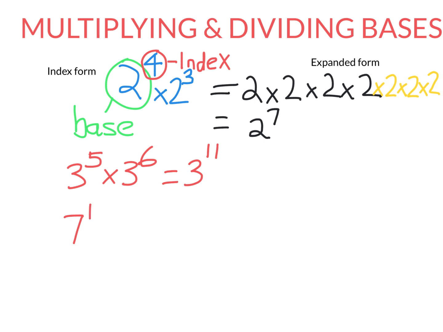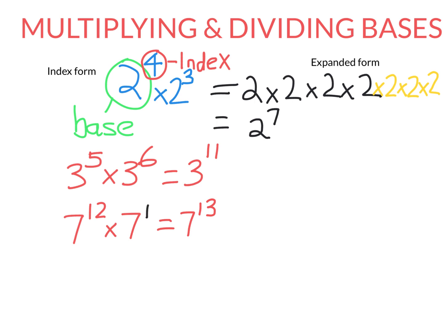If I had something like 7 to the power of 12 times 7, note 7 is the same as 7 to the power of 1. Anything to the power of 1 is just itself. So this would be keep the same base and add the powers.